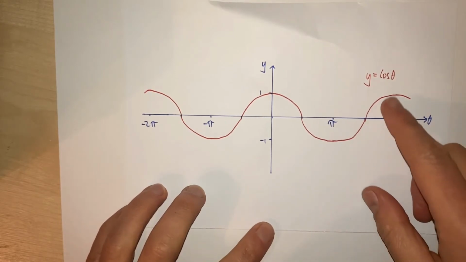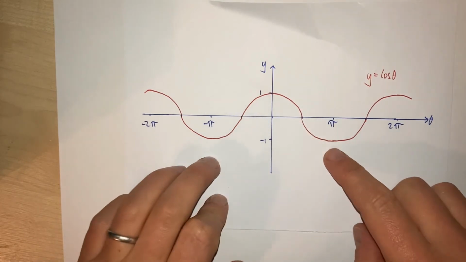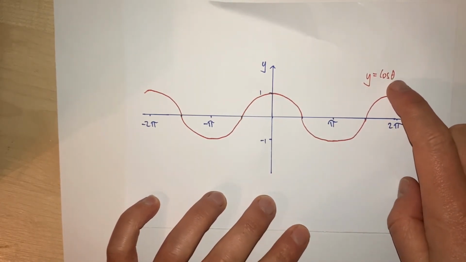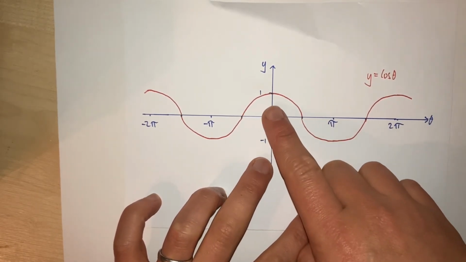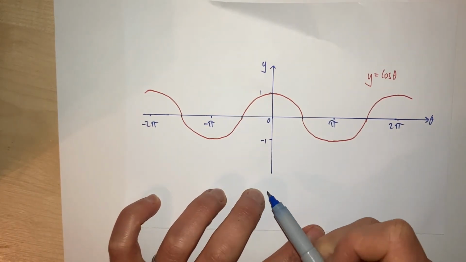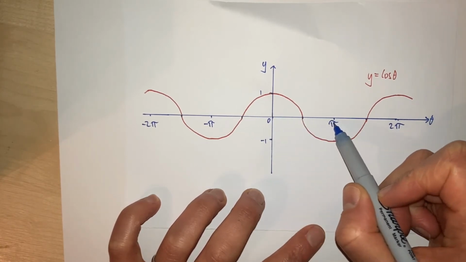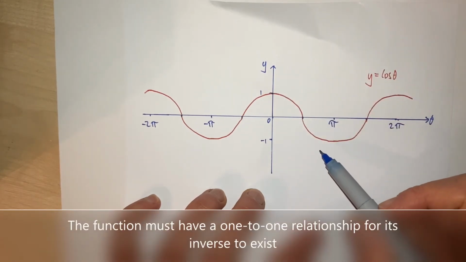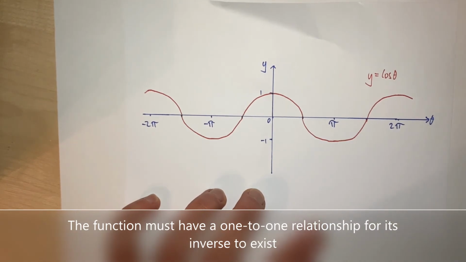Here again, we have the graph of y equals cos theta, which is a many-to-one function. So to get the inverse of this graph, that is the inverse of cos theta, we need to restrict the domain so that we have a 1-to-1 function. So if I restrict the domain from 0 to pi, then all the inputs in that interval will give me one unique output. So if the function is 1-to-1, then the inverse will also be 1-to-1.